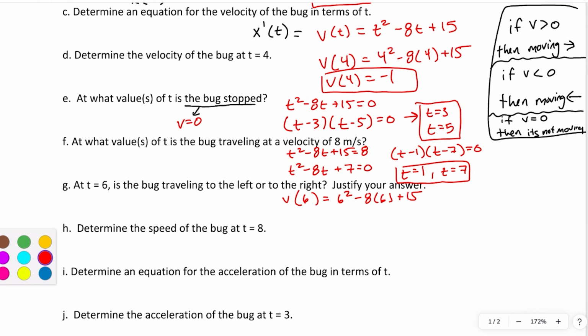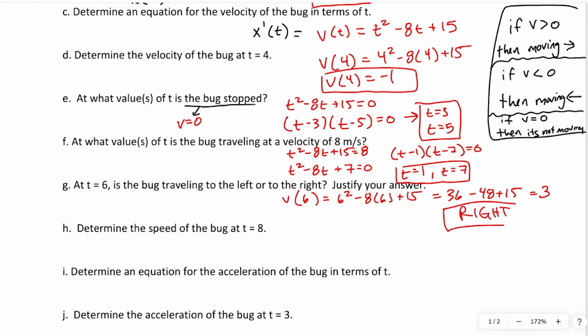And then what do we have here? 36 and 51 minus 48, minus 48 plus 15. So 51 minus 48, that'd be 3, right? Okay, so we know that v of 6 is 3. So what's our conclusion here? Is he moving to the left or to the right? To the right. And the reason he's moving to the right is because v is positive.